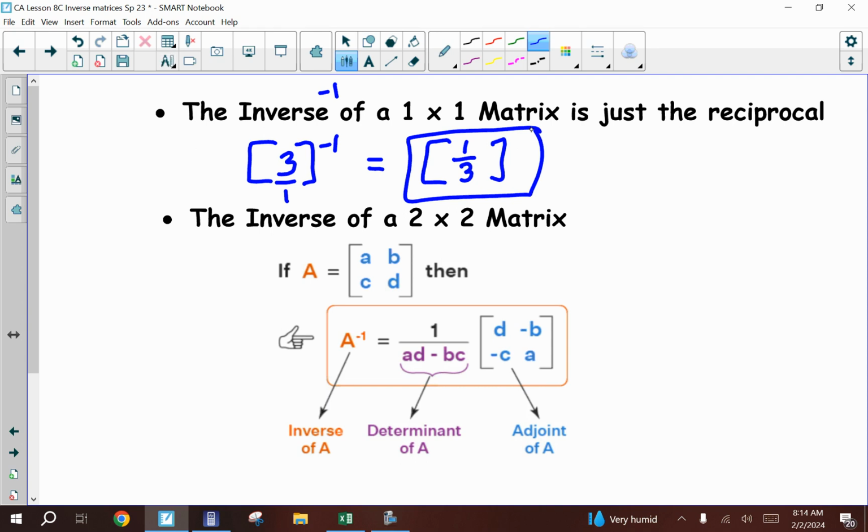Now, if you're going to calculate the inverse of a matrix, it requires the determinant. So you're going to have this fraction with the determinant down at the bottom of the fraction. There's always going to be a 1 on top.